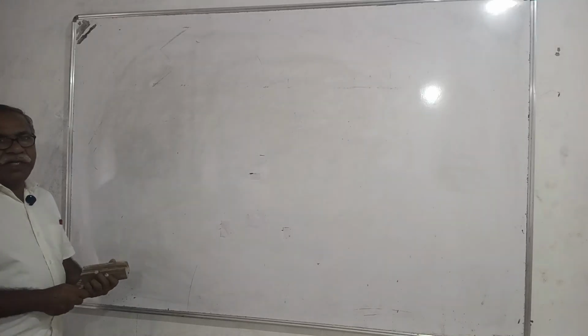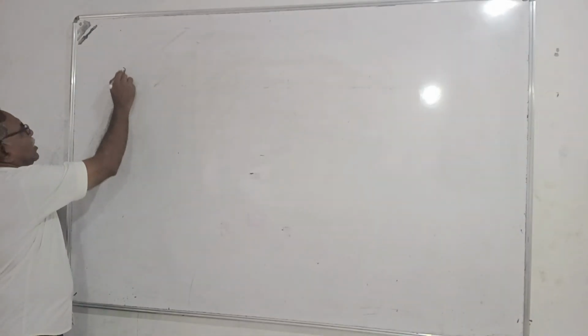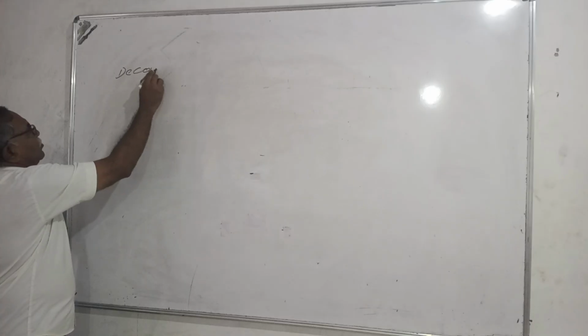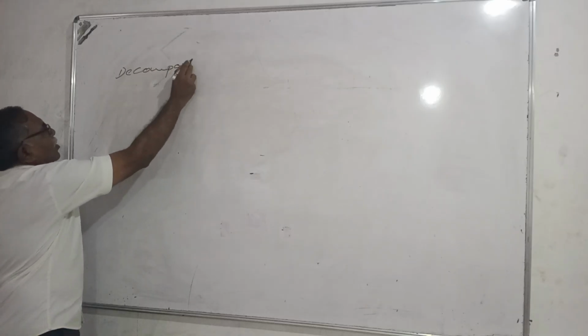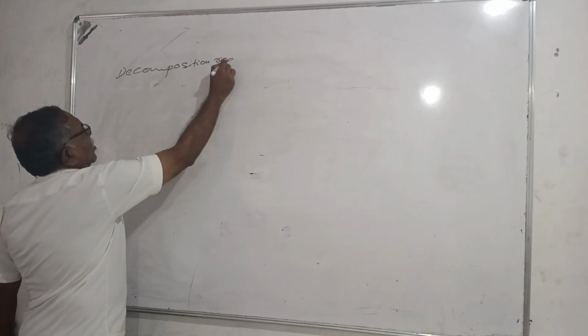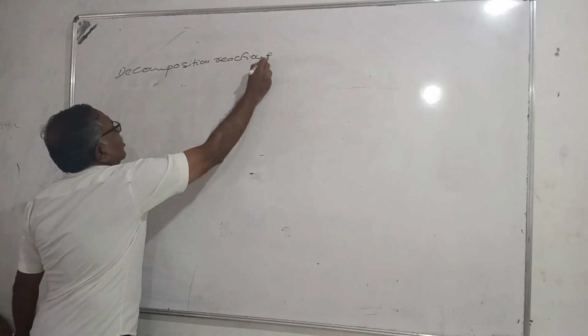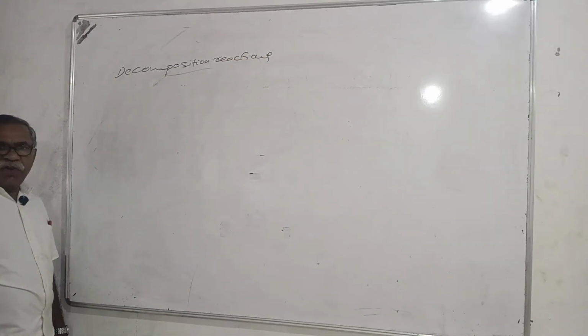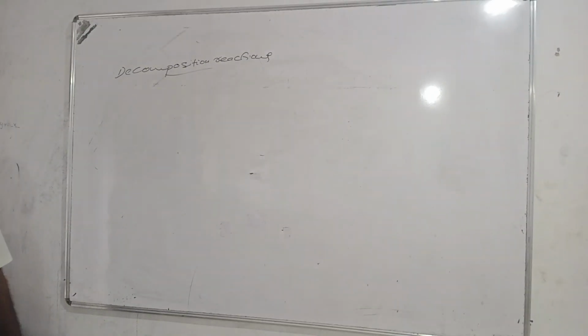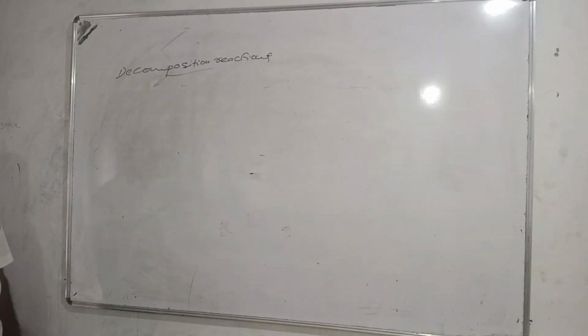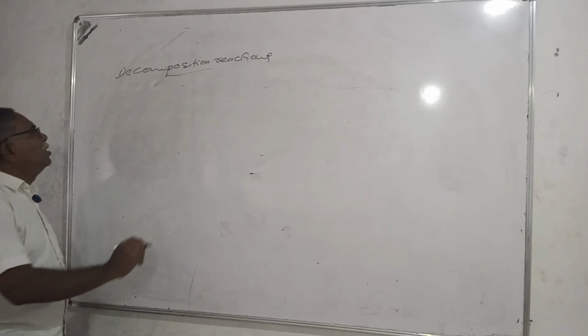Next, look, decomposition reactions. So we can say that a decomposition reaction is just the opposite of a combination reaction. In a combination reaction, two or three substances combine to form a single product. But in a decomposition reaction, a single reactant decomposes into two or three substances. That is why a decomposition reaction is the opposite of a combination reaction.